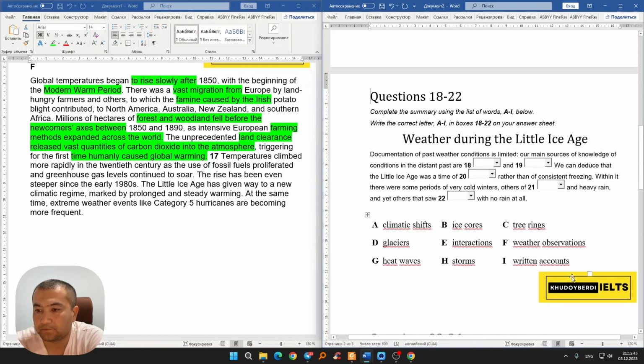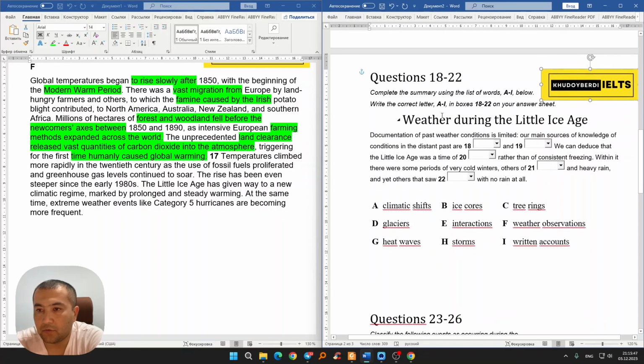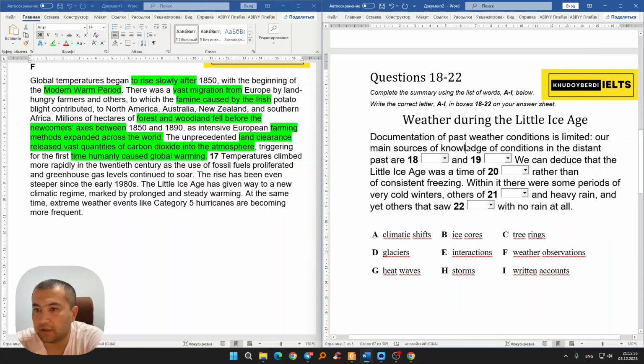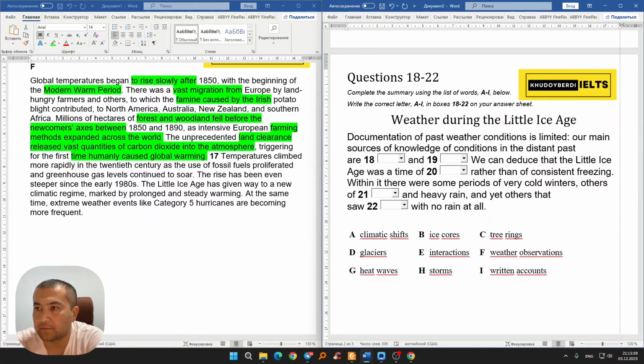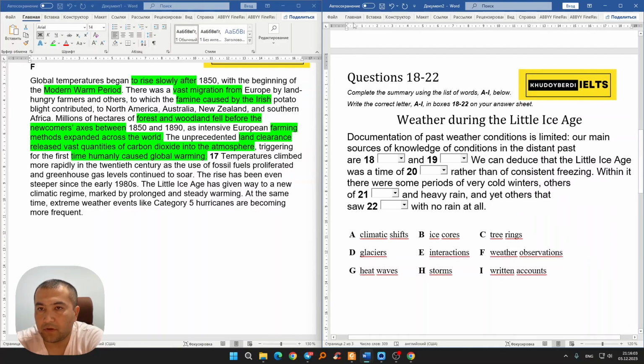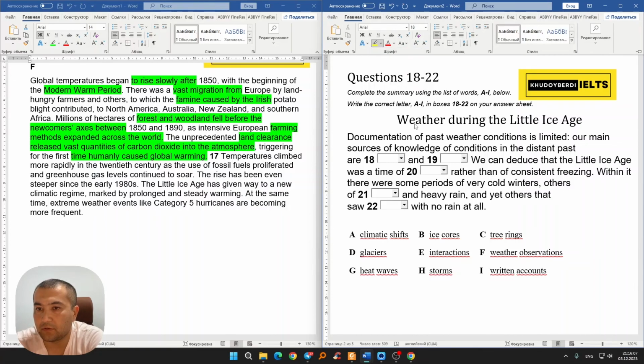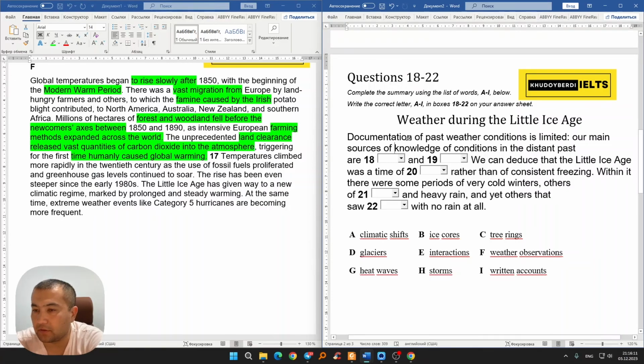It's about questions 18 to 22, weather during the Little Ice Age. Let's try to make it more convenient for us, right? Documentation of past weather. So let's try to highlight keywords which could help us figure out the right answers in a short time. Documentation of past weather conditions is limited. Our main source of knowledge of conditions in the distant past are something and something. So they should come together in the text.